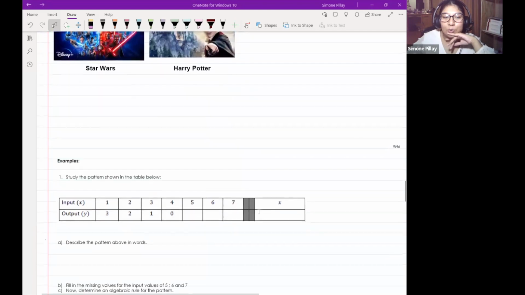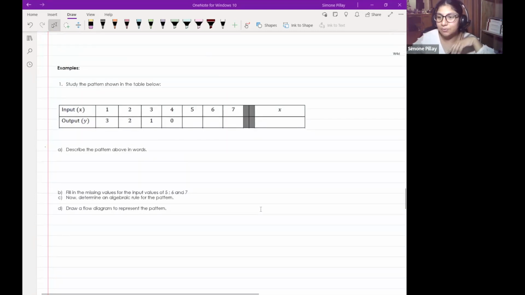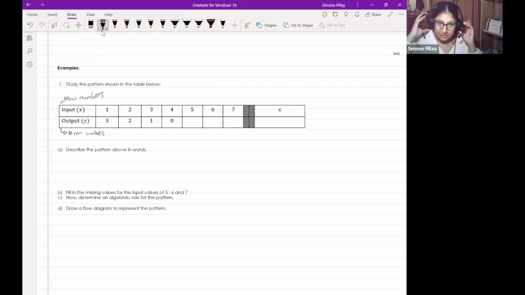Okay, guys, moving on to work again. Let us go. We are now looking at tables. A table might make a little bit more sense to you guys in terms of term numbers and term values. All of my inputs over here are my term numbers. My outputs represent the actual number pattern itself, my term values. If we have a look at this, my pattern goes 3, 2, 1, 0. I think we can all see where this is going.